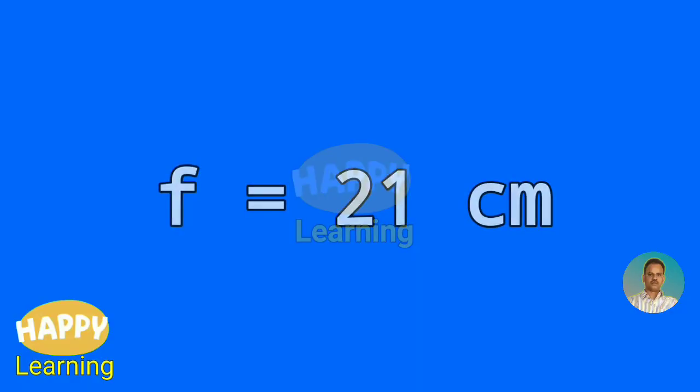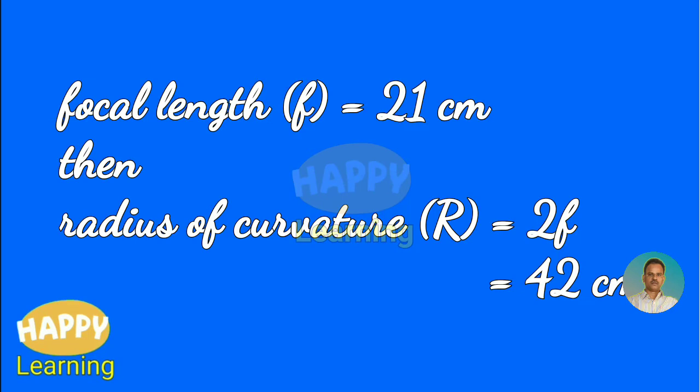If focal length f is equal to 21 centimeters, then radius of curvature r, which is equal to double that of focal length, that is r is equal to 2f, will become 42 centimeters. Okay. Now using the mobile phone LED torch, I am illuminating this object.